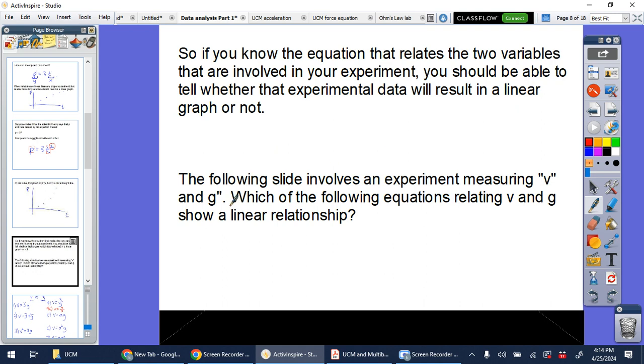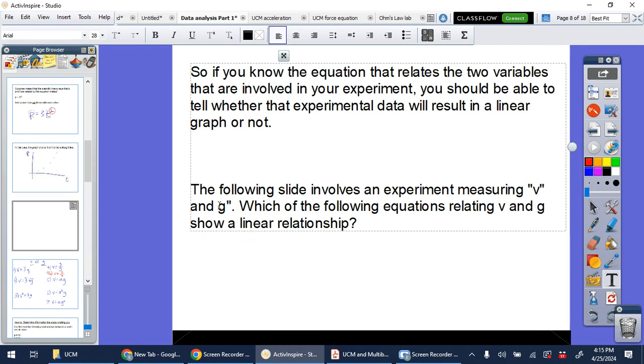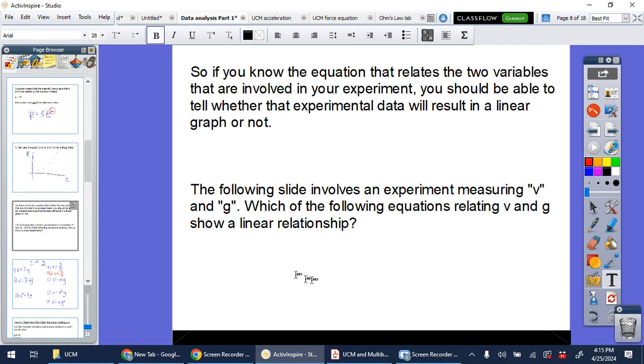So what I'm going to do is give you a bunch of equations. I think there are 8 equations. And your job is to look at V and G. By looking at V and G in each of these equations, you should be able to see which ones are linear and which ones are not linear.